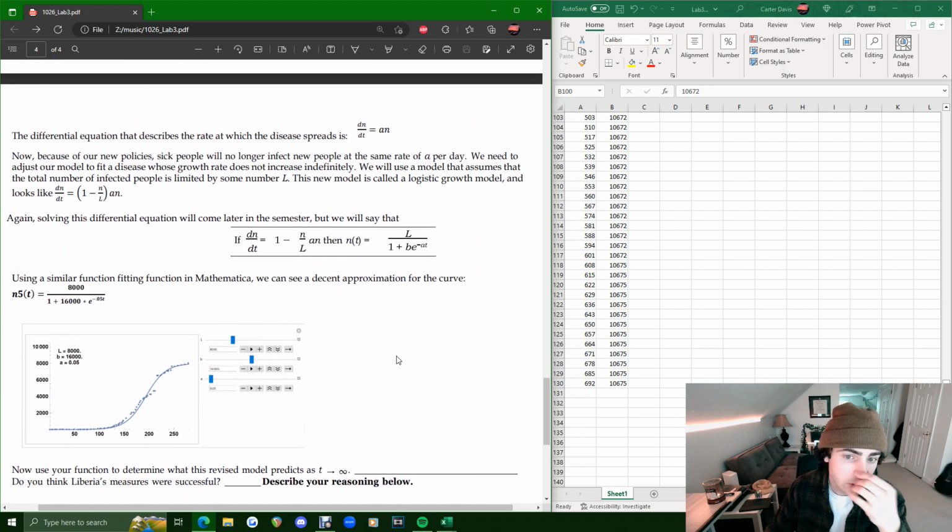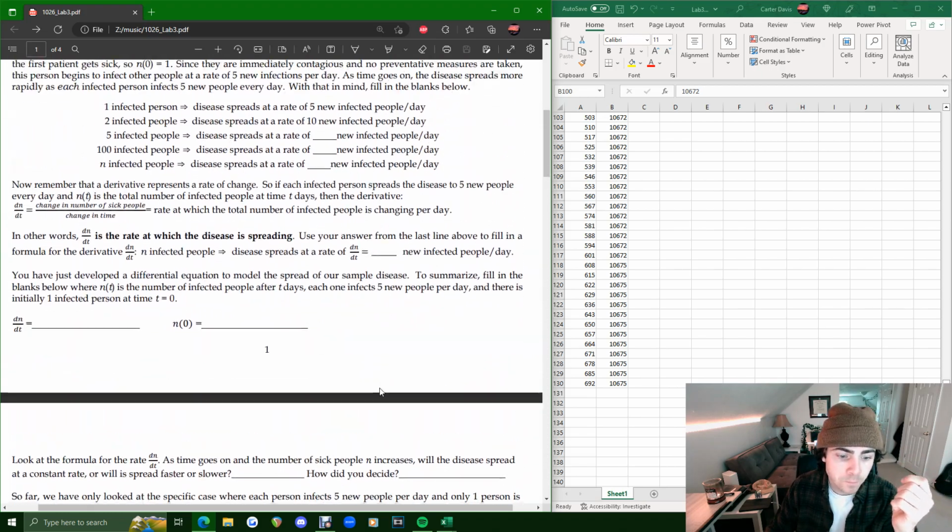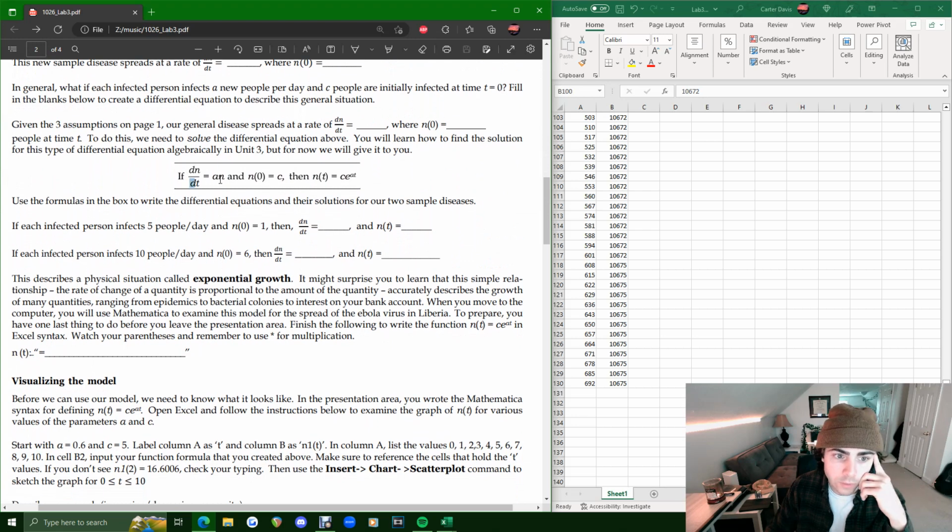The biggest takeaways are this. If you have a rate of change that is a constant times n, you could say the rate of change of the number of people infected is proportional to the number of people that are infected. That differential equation leads to an exponential growth function or curve, right?